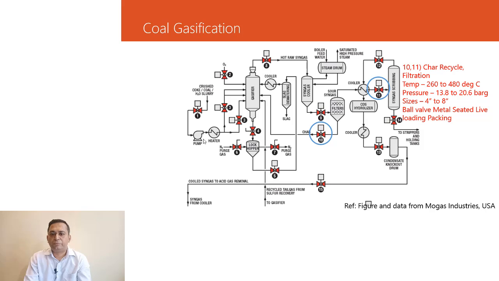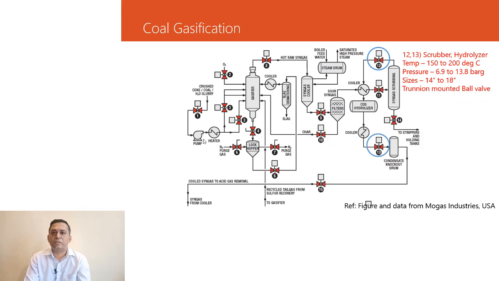10 and 11. Here, whatever the particles are there, they are again sent to the gasifier, that is char recycle, and there is a filtration system where these two valves are used. Temperature is increased slightly before they are sent into the gasifier and in the filter. So temperature of 260 to 480 degrees centigrade. Pressure will be 13.8 to 20.6 bar. Size will be 4 to 8 inch metal seated valves.